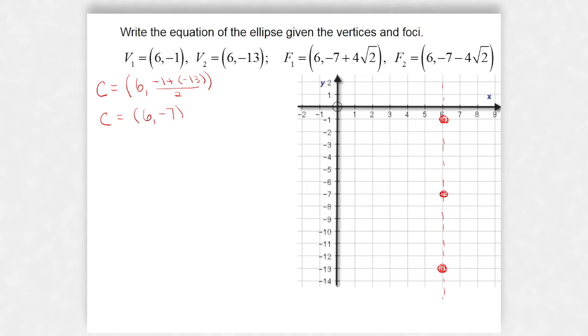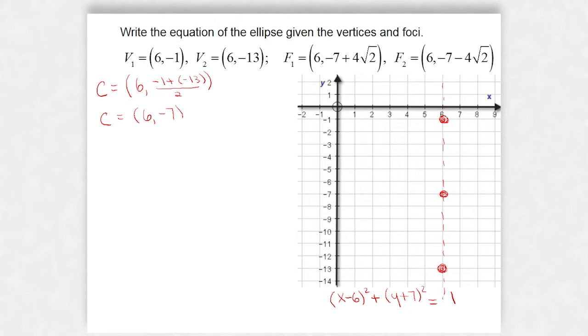There's my center. But I can now start to write the equation of the ellipse, because I have (x - h), which would be (x - 6) squared, over a number, plus (y - k), which is -7, so that's (y + 7) squared over a number, equal to 1. Getting closer. Now the major axis, is that vertical or horizontal?